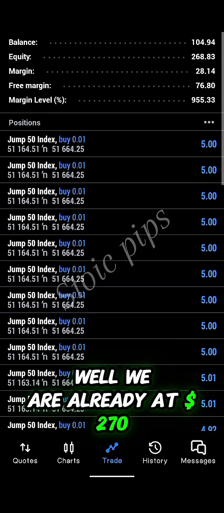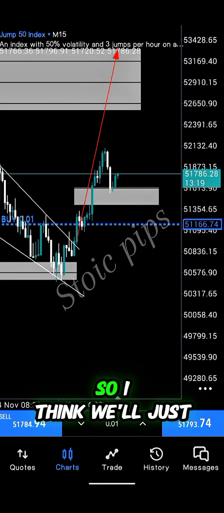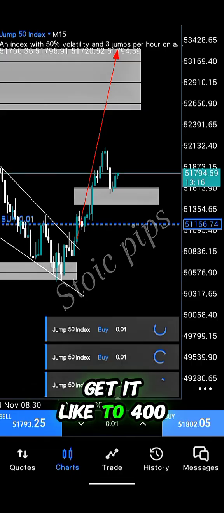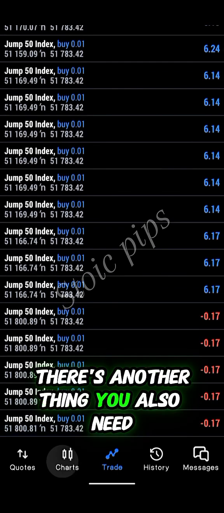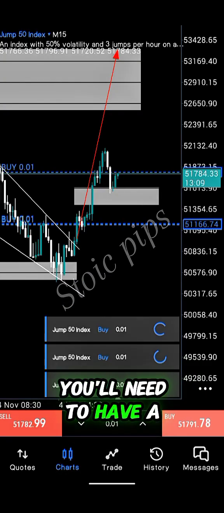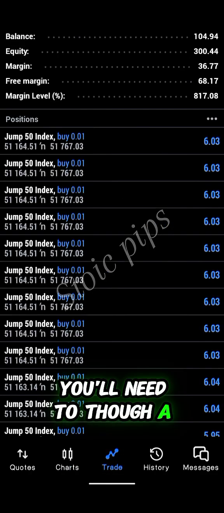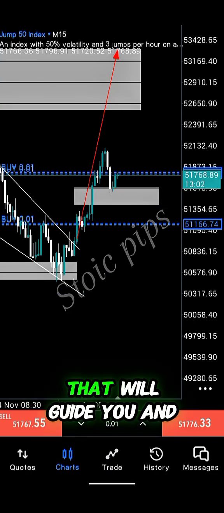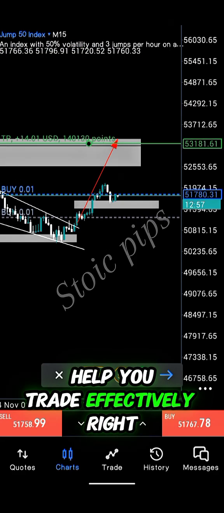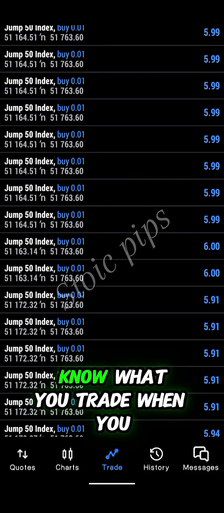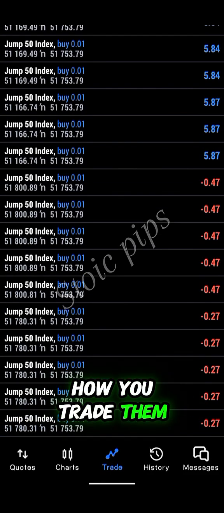Well, we're already at $270. Yeah, so I think we'll just get it to 400, then we are out. Well, there's another thing you also need to consider. You'll need to have a trading plan. A trading plan is like your rules that will guide you and help you trade effectively, right? Know what you trade, when you trade them, how you trade them.